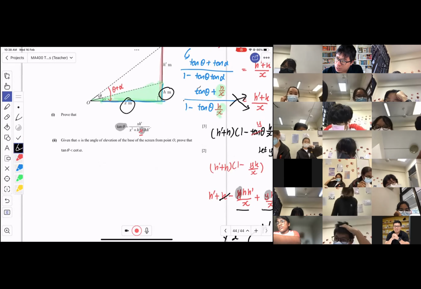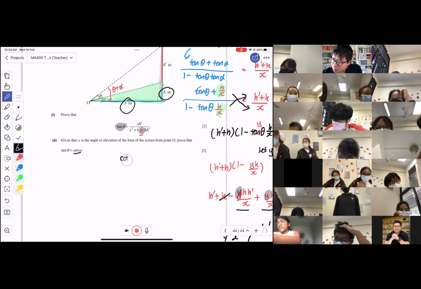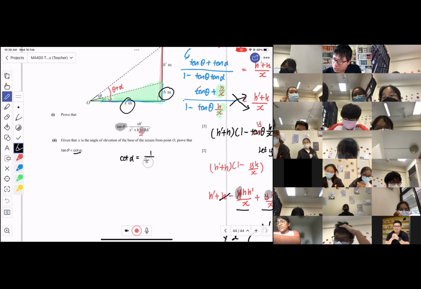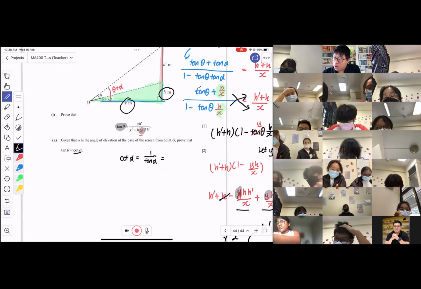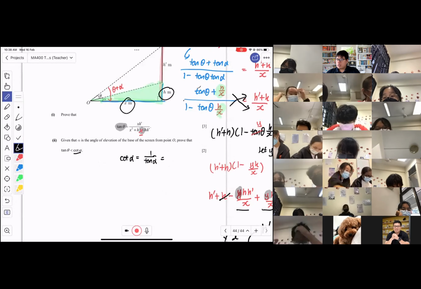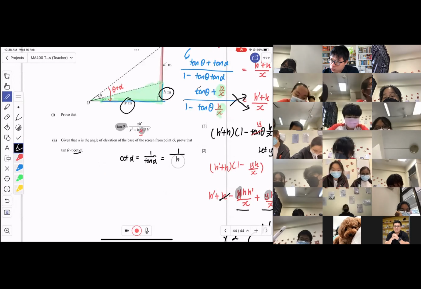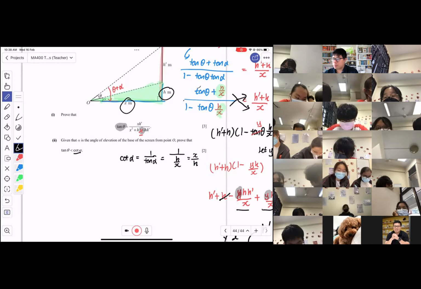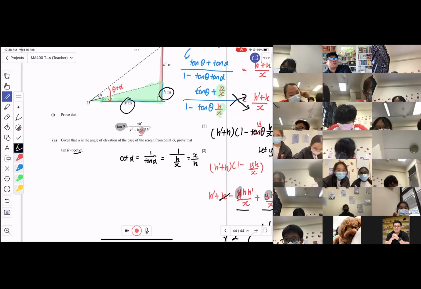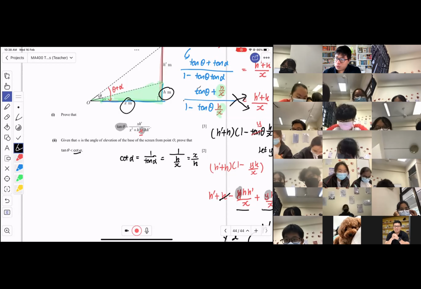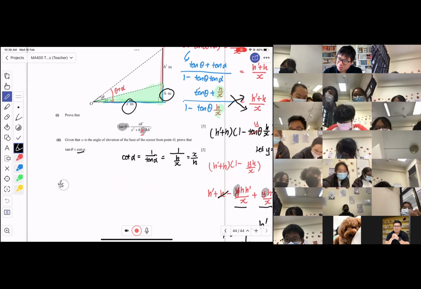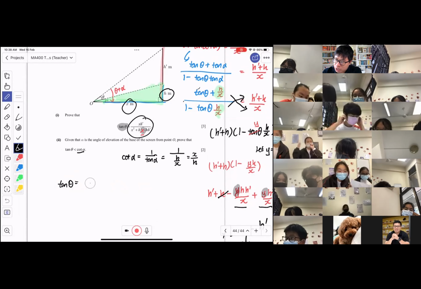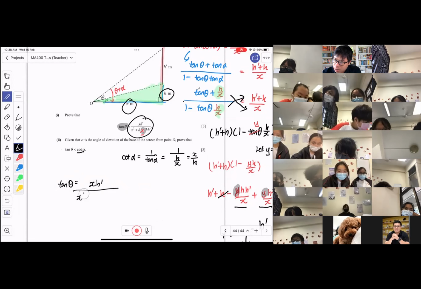What is tangent alpha? Cotangent alpha is the same as 1 over tangent alpha. And tangent alpha, as we know, is h over x. So it's 1 over h over x, using Pythagoras theorem, which is x over h. At the same time, what's my tangent theta? My tangent theta is supposedly this. So I'm going to use the addition for this case: x squared plus h squared plus h prime.